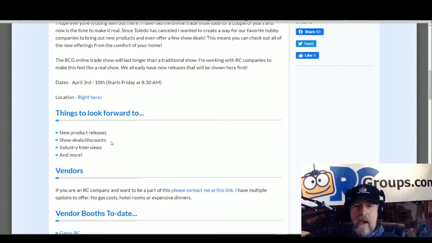Show deals and discounts. Whenever a company said, hey, we want to be in the online trade show, I would say it's very important, I think, that we have some deal or discount or anything that is special for the show. So we actually had RCGroups related coupon codes that would be promoted in the threads. And we're going to take a look at how I then put this on the site and talk about the concept there. And industry interviews, super important.